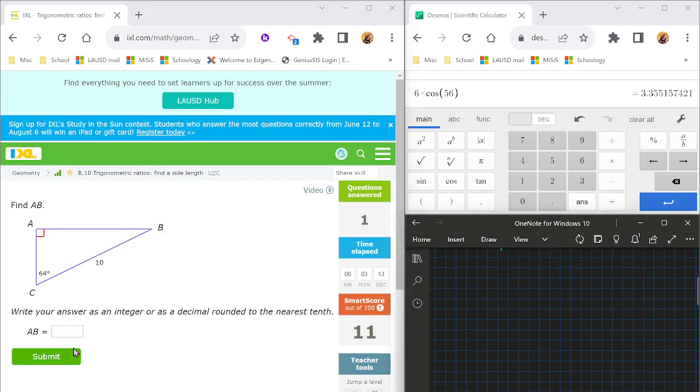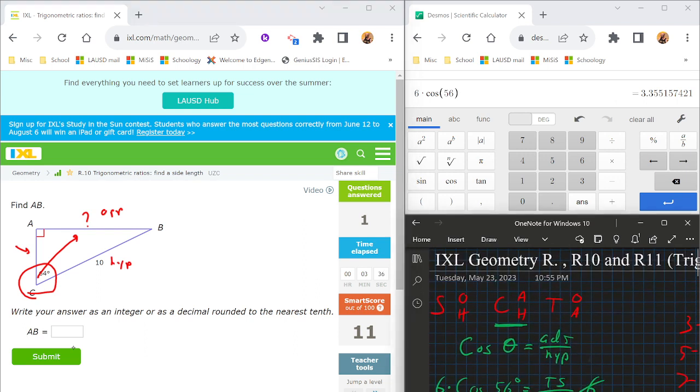Okay, let's look at this one. I want to get AB. So this is my side I'm looking for up there. So again, I got my 64-degree angle here. That makes this opposite. This is my hypotenuse. Not worried about this side. Don't have any information, don't want to know it, so it's fine.